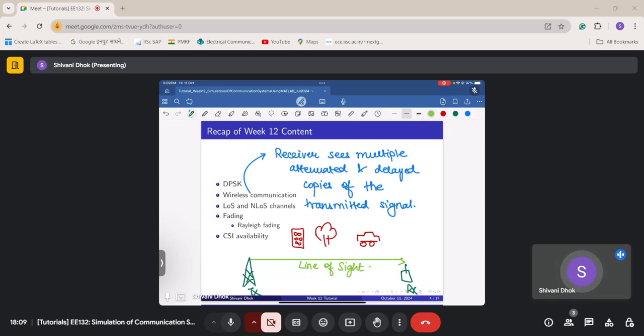And along with line of sight, there might be multiple copies of the same signal that come from refractions and diffractions from these objects. Multiple reflections from the same object can be there like this. So all of these blue colored parts are diffracted or refracted components of the same signal that your transmitter is transmitting, and this is known as non-line of sight.